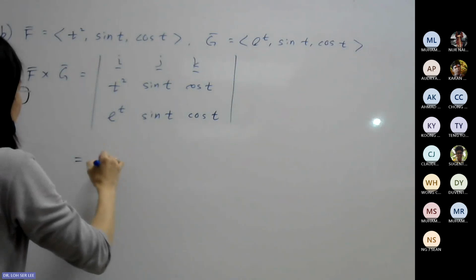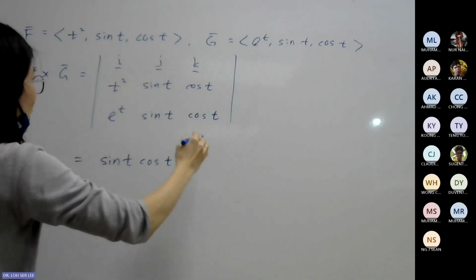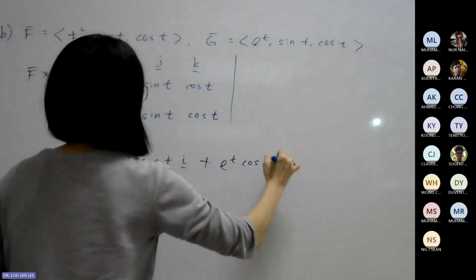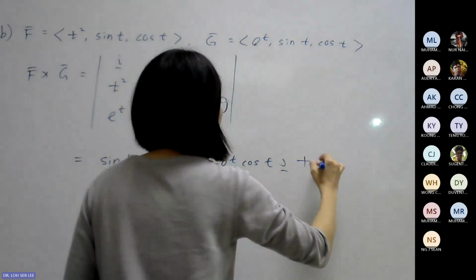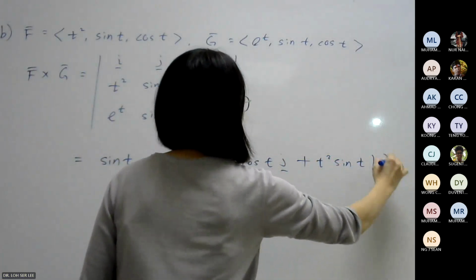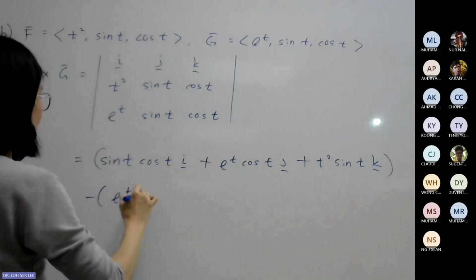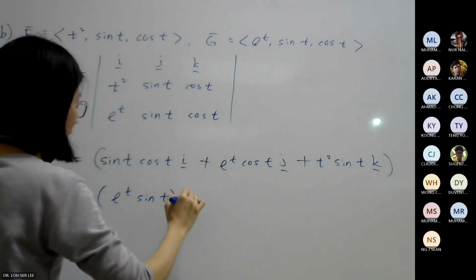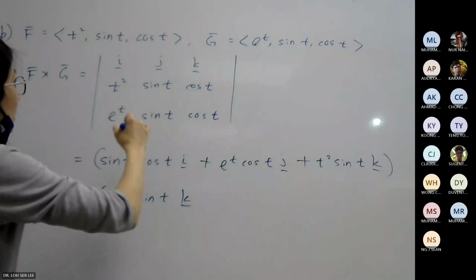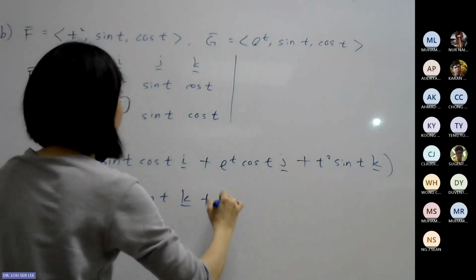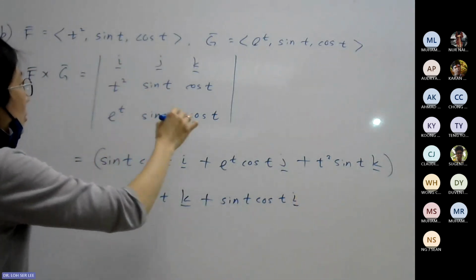Okay, this one, sine t cos t. This one plus b cos t. This one plus t square sine t. Okay, minus the other direction, et sine t, sine t k. Sine t cos t I. And t square cos t j.